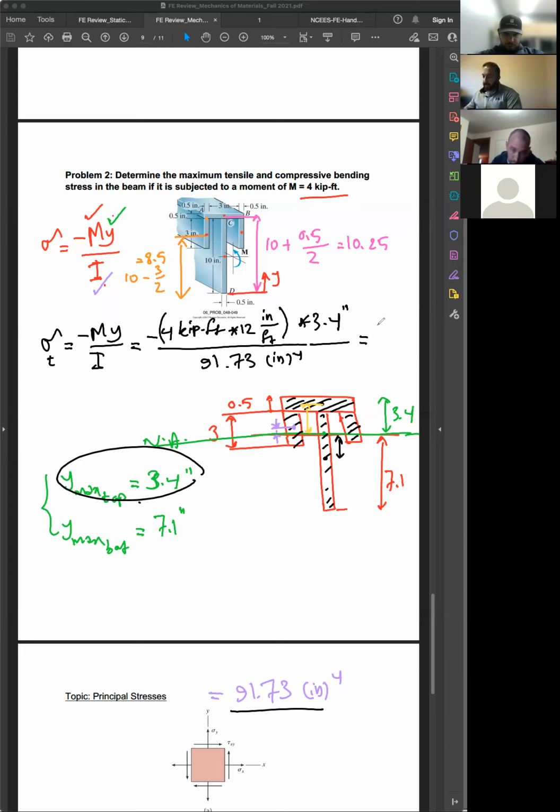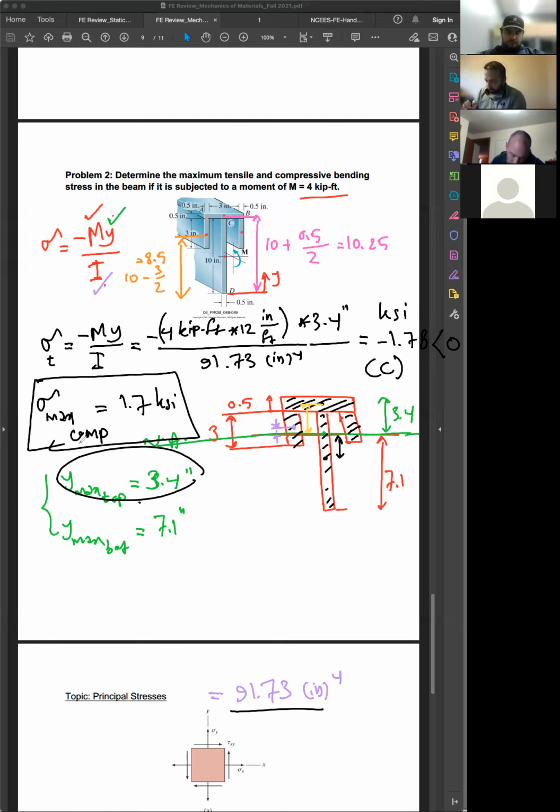Okay, so the answer to this would be 4 times 12 times 3.4 over 91.73. It would be negative 0.178 KSI. It is less than 0, so it is the maximum compression. So your sigma maximum for compression is 1.7 KSI.